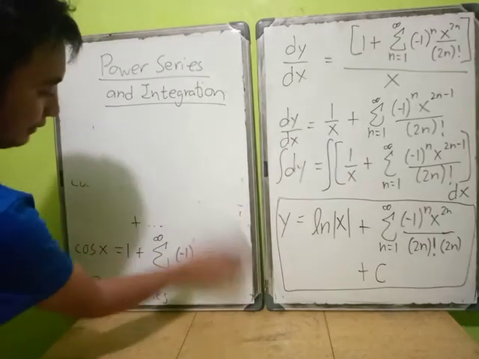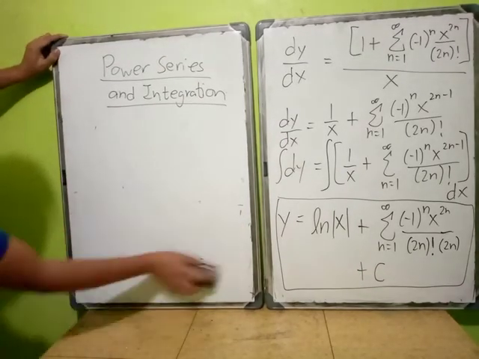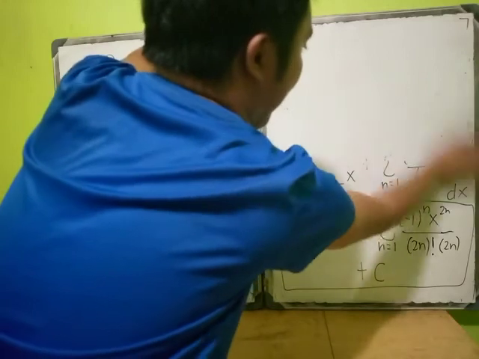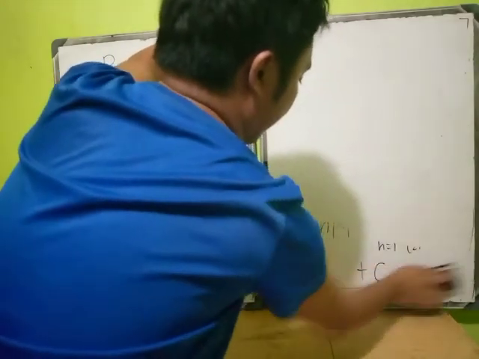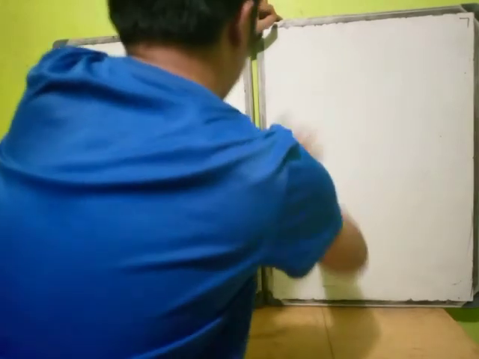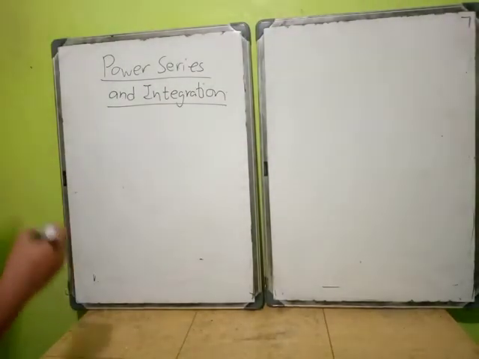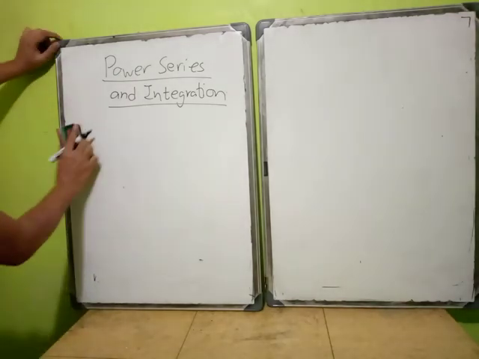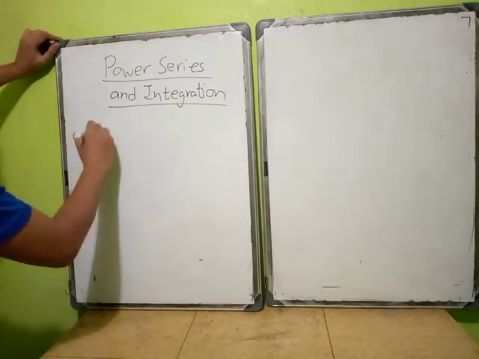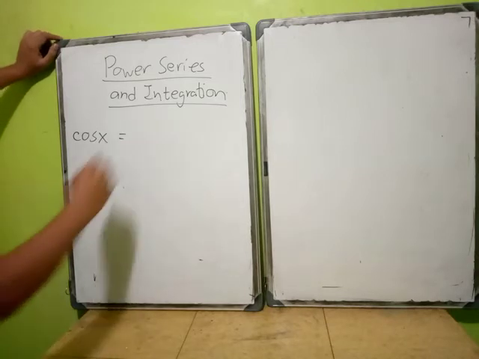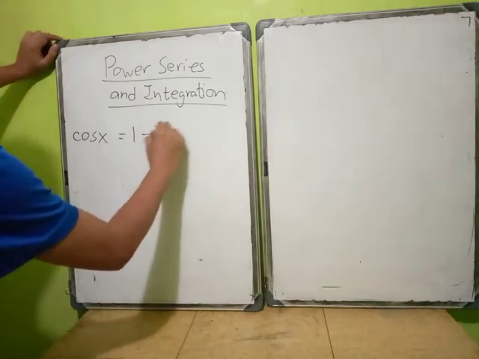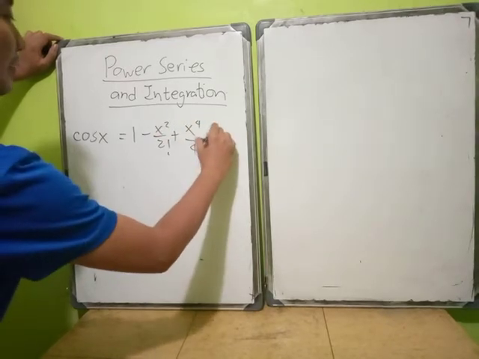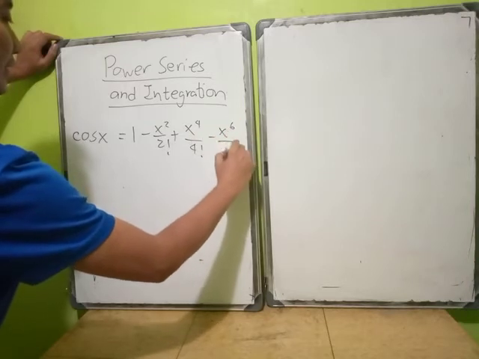Or expansion. To add, sine x is also an expansion. So we will rewrite this one: cosine x is equivalent to 1 minus x squared over 2 plus x to the fourth over 4 factorial minus x to the 6 over 6 factorial.